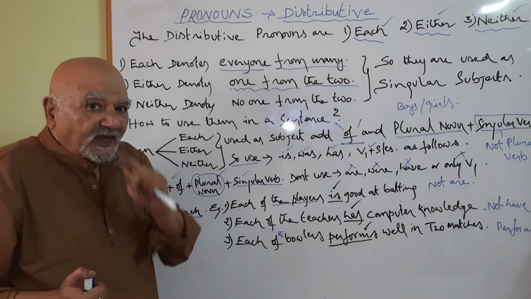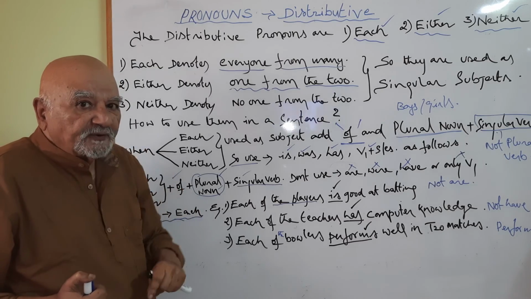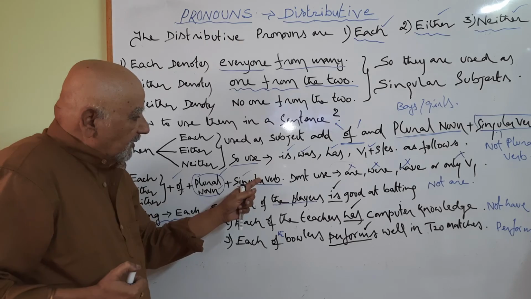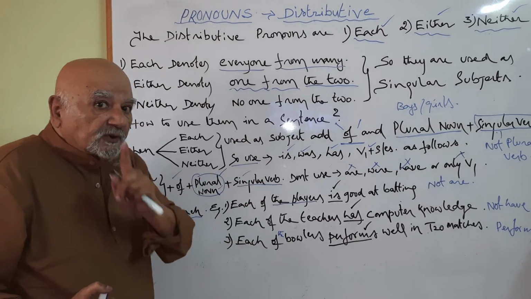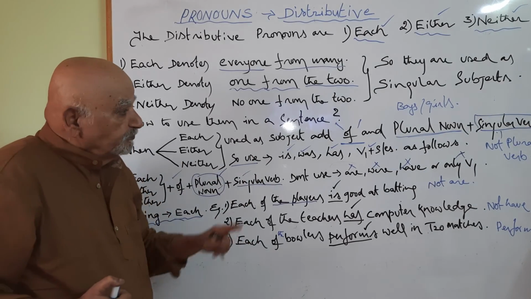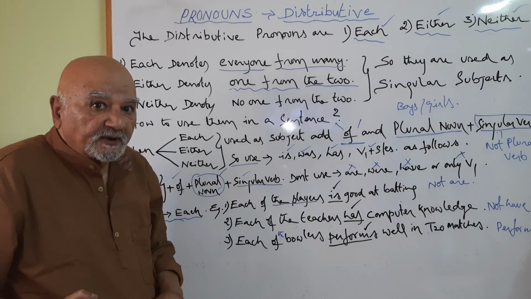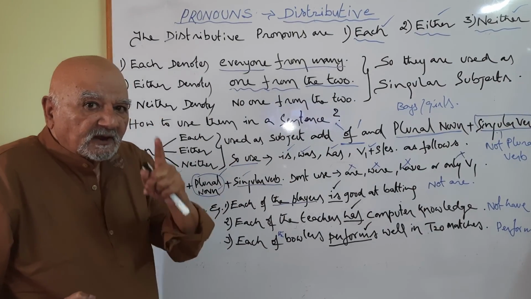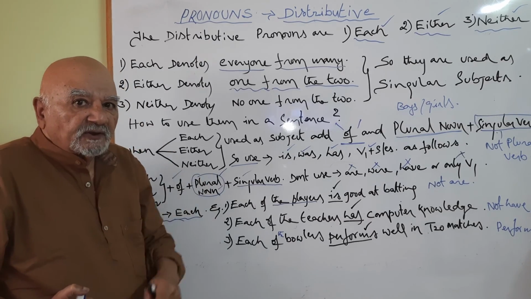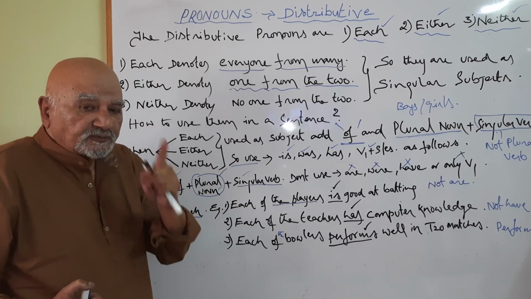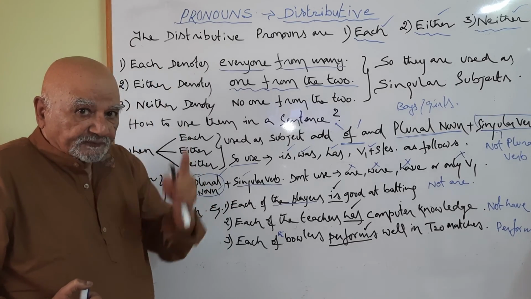So in such case you may be confused. In place of plural nouns, singular noun is used. In place of singular verbs, plural verbs are used. Immediately you should know that it is wrong. There must be plural noun, there must be singular verbs. Okay.